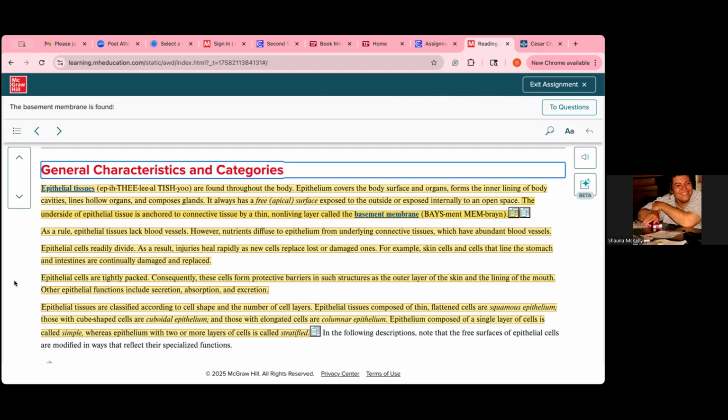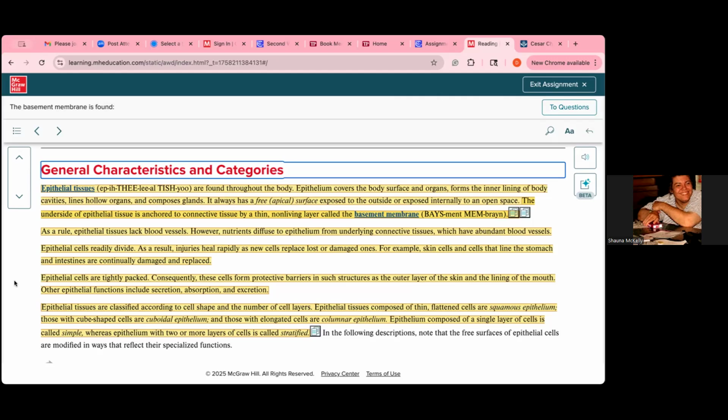As a rule, epithelial tissues lack blood vessels. However, nutrients diffuse to epithelium from underlying connective tissues, which have abundant blood vessels. Epithelial cells readily divide. As a result, injuries heal rapidly as new cells replace lost or damaged ones. For example, skin cells and cells that line the stomach and intestines are continually damaged and replaced.